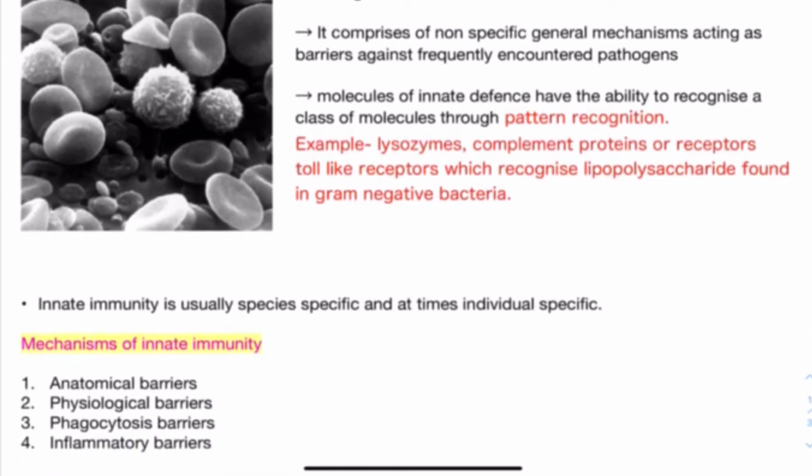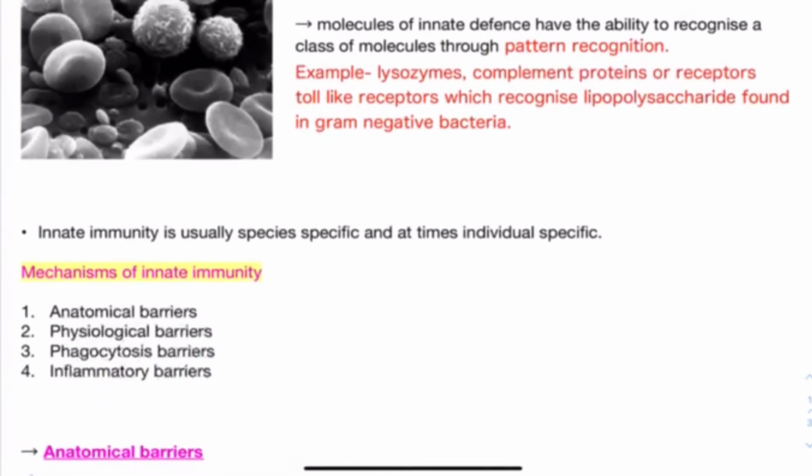Molecules of innate defense have the ability to recognize classes of molecules through pattern recognition. For example, we have lysozymes, complement proteins, and receptors like toll-like receptors, which recognize lipopolysaccharide found in gram-negative bacteria. Innate immunity is usually species specific, and at times it can be individual specific also.